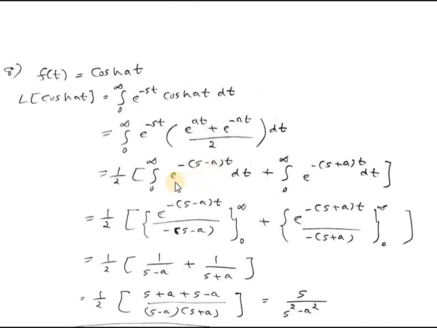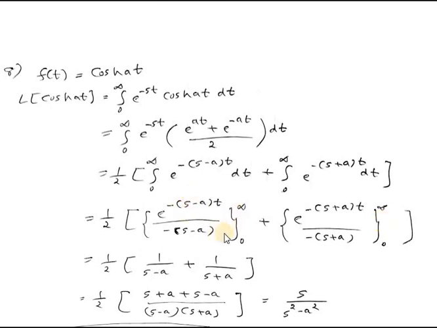Now if we take integration of this term with respect to t, then it will be e raised to minus (s minus a)t divided by minus (s minus a), because here the coefficient of t is minus (s minus a), and the limit will be 0 to infinity. Same way, here integration of this term with respect to t will be e raised to minus (s plus a)t divided by minus (s plus a), because the coefficient of t is minus (s plus a), and the limit will be 0 to infinity.